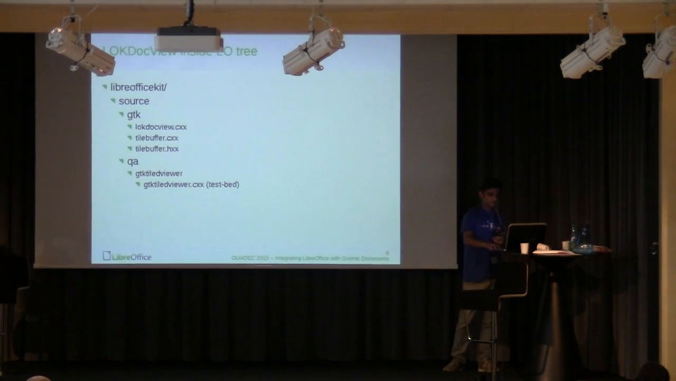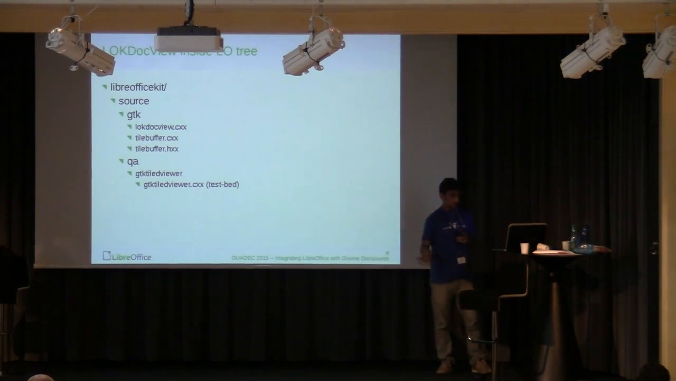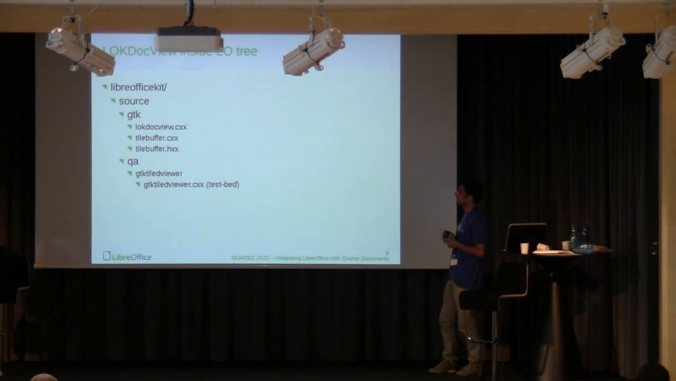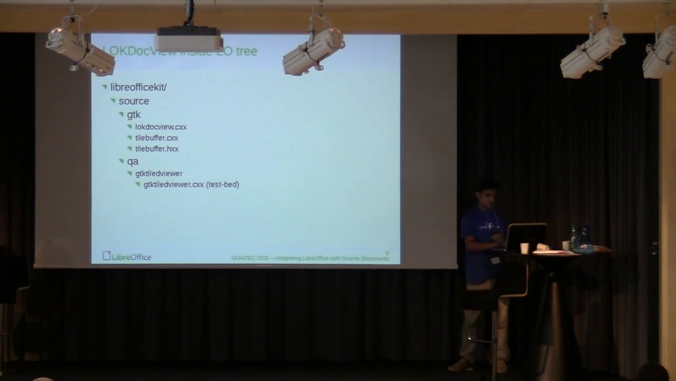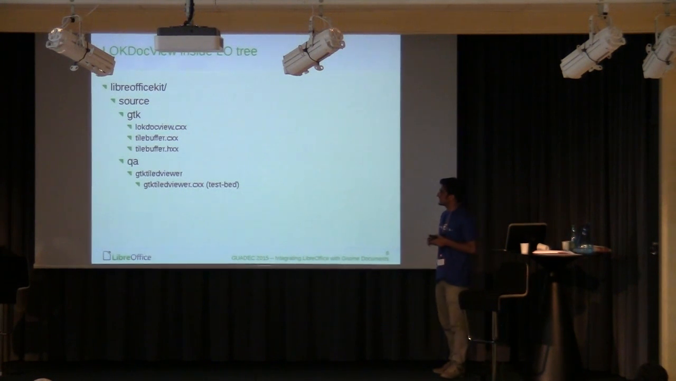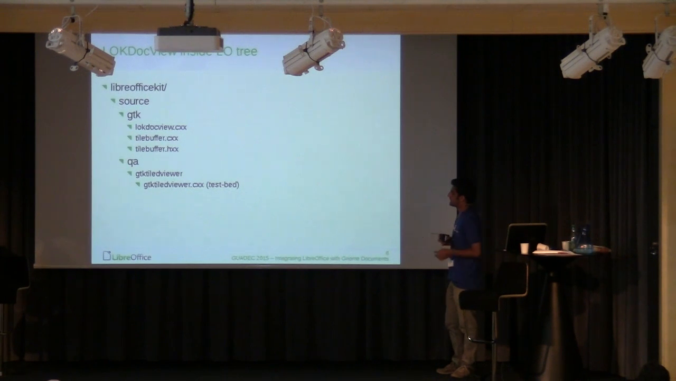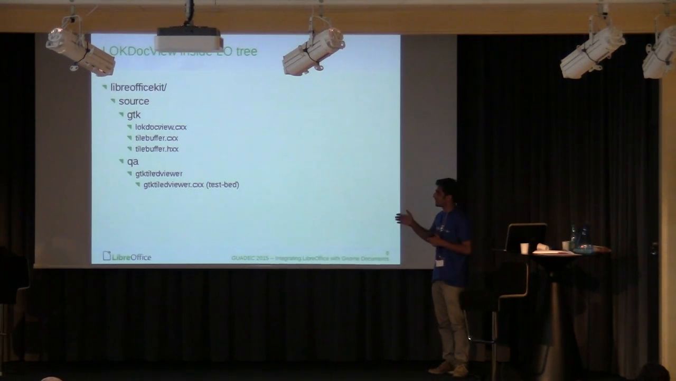So this is the place where the widget currently resides in the LibreOffice source tree. lokdocview.cxx is the main widget file. The tile buffer is the new addition that I made this summer, so that tile buffering is a little bit faster, and you don't have to call the LibreOffice code every time you want to show something on the screen. It's kind of caching. Besides that, there's a GDK tile viewer. It's kind of a test bed for testing this functionality.